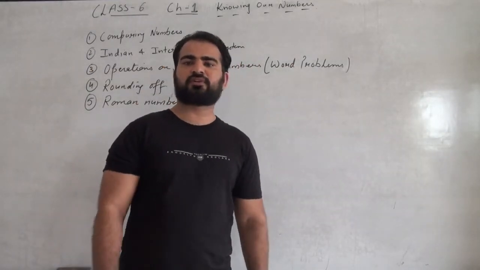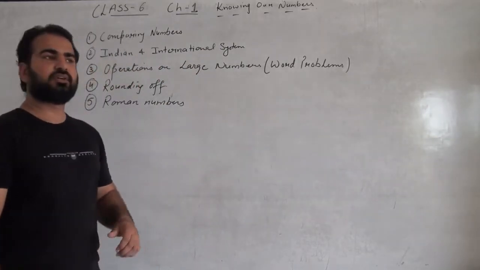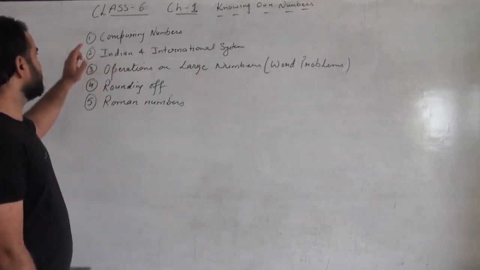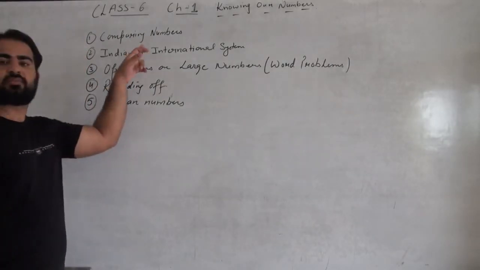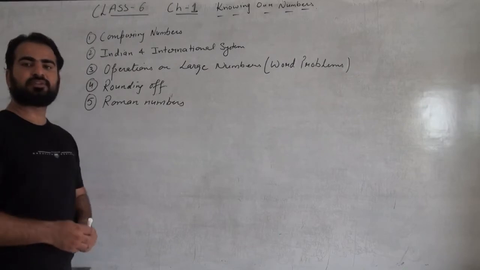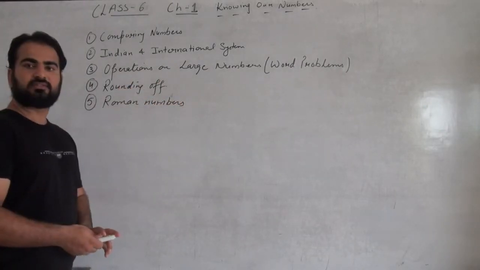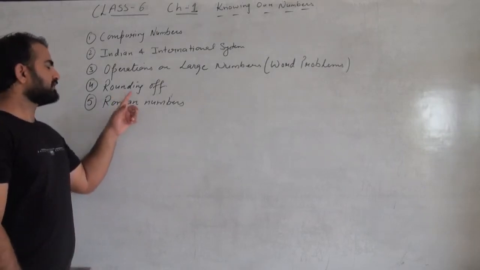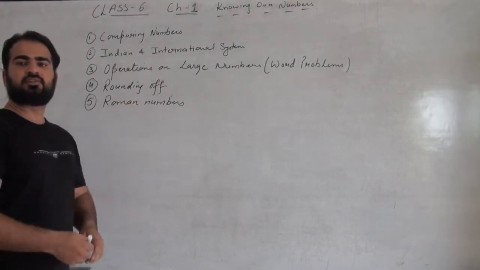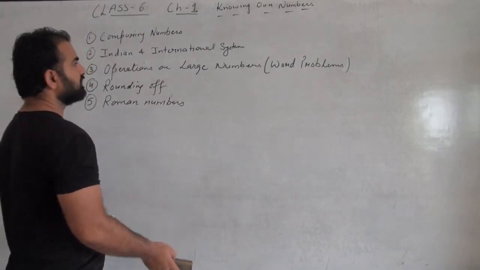So in this video we are going to start chapter number 1, Knowing Our Numbers. In this chapter we have to deal with these 5 topics. First is comparing numbers, second is Indian and international system of numeration, third is operations on large numbers, that is their word problems, fourth is rounding off, and fifth is Roman numbers. So first of all we will start with comparing numbers.